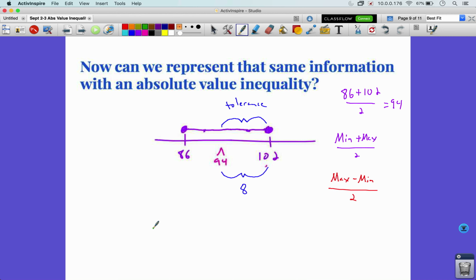I don't want the difference between x and the midpoint to ever be less than or equal to the tolerance of 8. And that will recreate this graph here. Let me think about that.